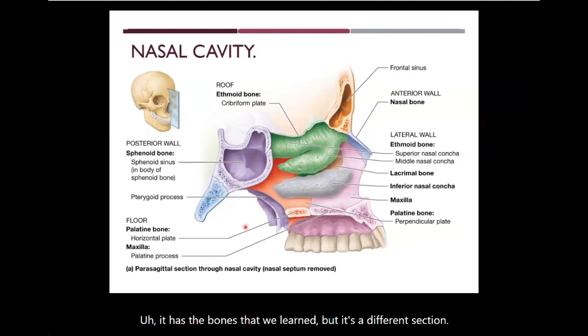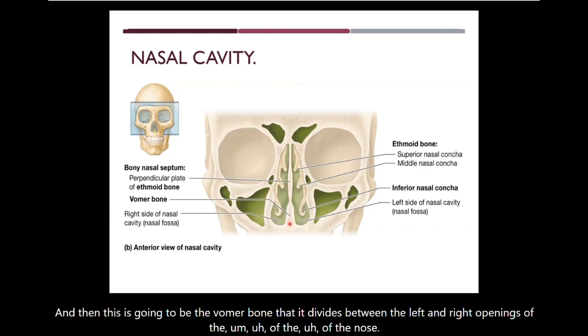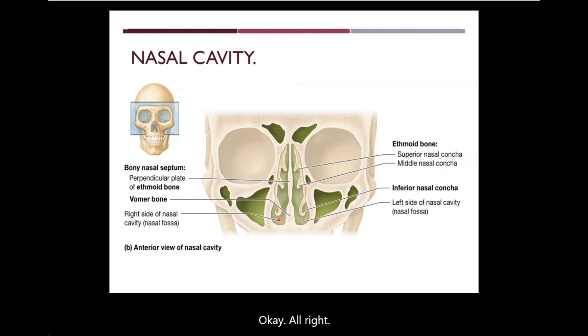And then this one, it has the bones that we learned, but it's a different section, so don't worry about this one. And then this is showing us the nasal cavity, everyone. So this is the bony nasal septum, right? And then this is going to be the vomer bone that divides between the left and right openings of the nose, okay?